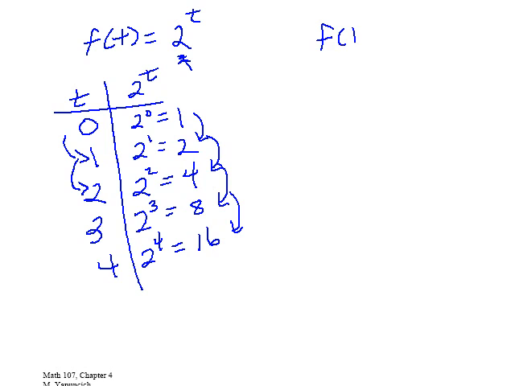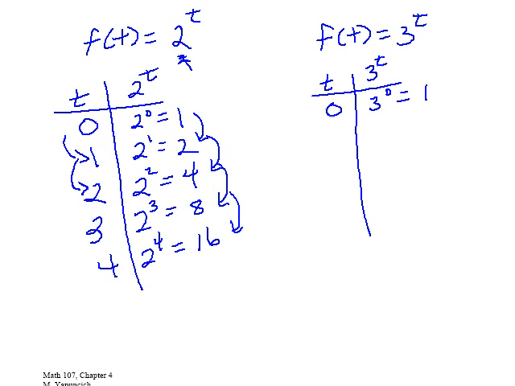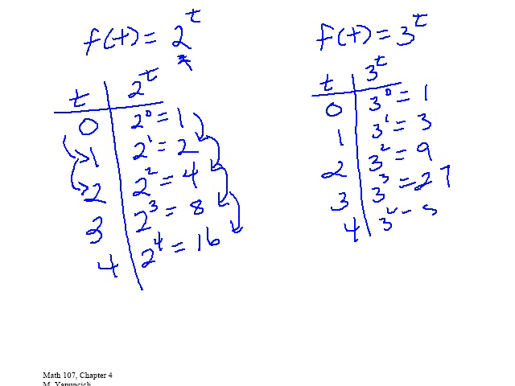Now the base could be, for example, 3. So if we have the same calculation here, this is 3 to the t, 0, 3 to the 0 is 1. 1 would be 3 to the 1, which is 3, of course. 2, 3 squared, 9. 3 cubed is 27, and you can see what's happening here. Every time I move by 1 in the exponent, it triples. The value of the function triples. That's because there's a 3.